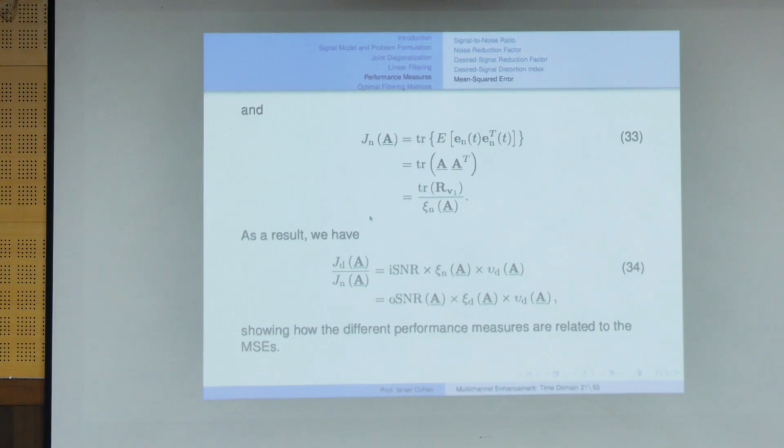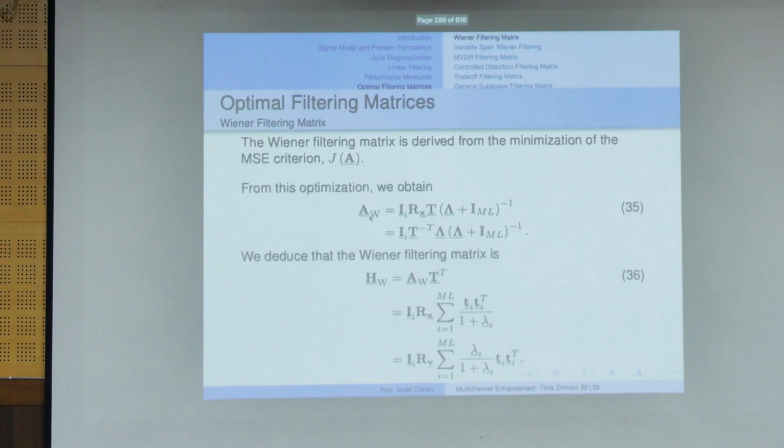Okay, so we have functions between the MSC, the ratio, just like we had for a single channel. Don't want to go beyond that. Okay, now let's talk about the Wiener filtering matrix. So we need to find the minimization of JA, just like I said. And then the solution is this one. Okay?